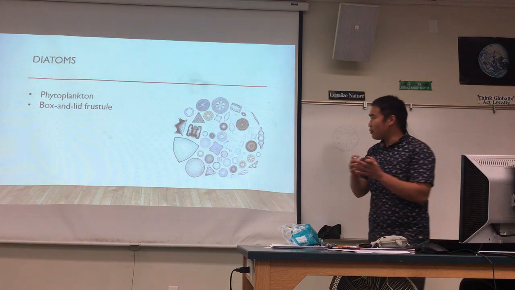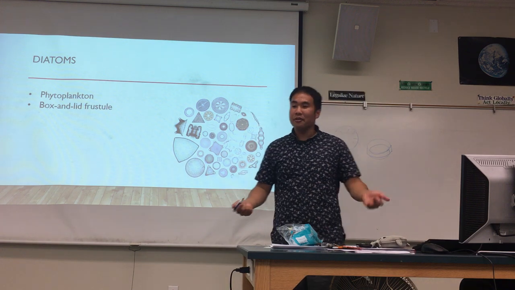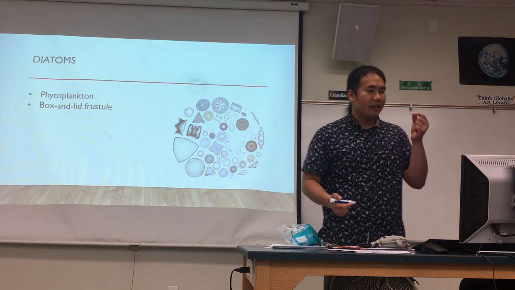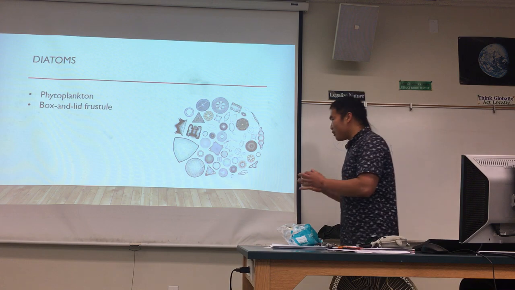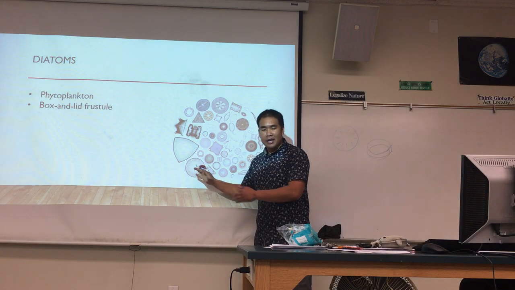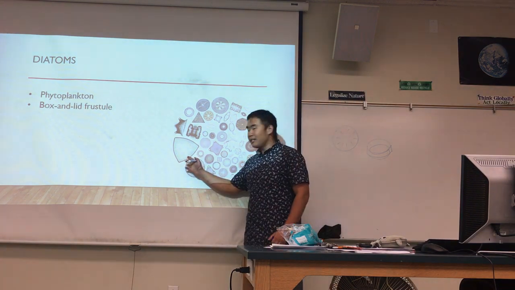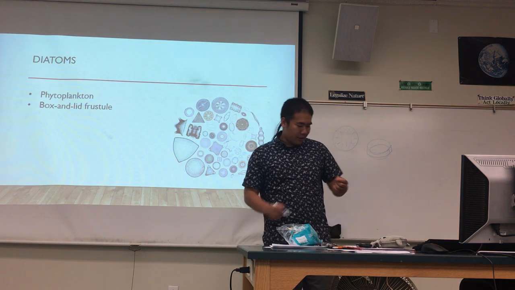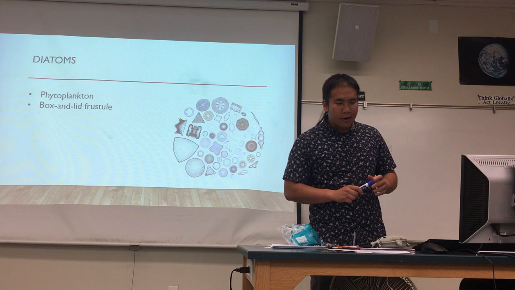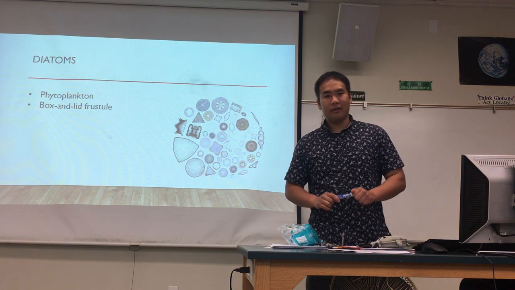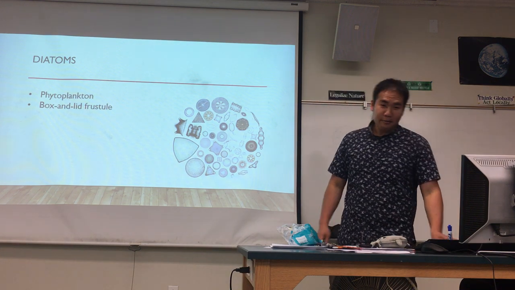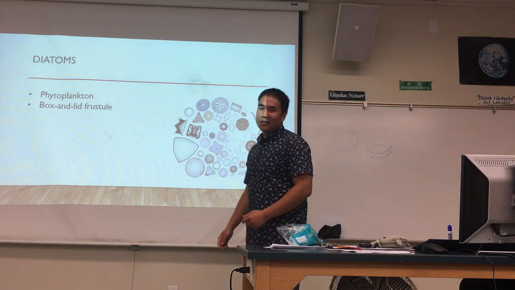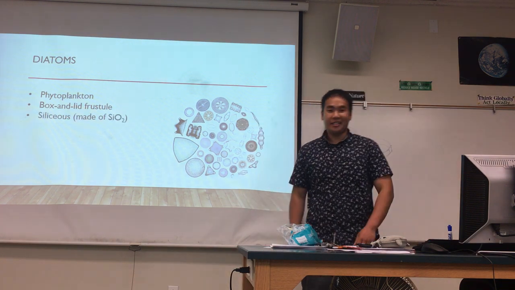That's what it looks like. It's in two halves. That's why it's called a diatom. I mean, di means two, right? And atom means piece, unit. So two parts to this diatom. And get this, it's hard. That box and lid frustule is a hard shell. All right. So now that we know it's hard, what do you think it's made out of? Calcium carbonate, right? Very good guess. Tricked you guys. It's actually silica.